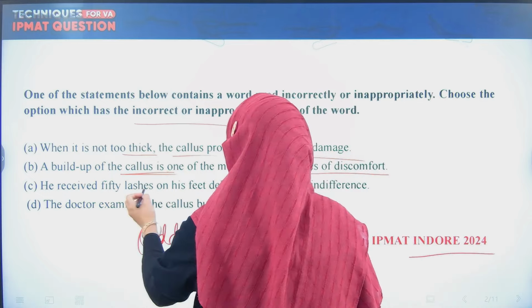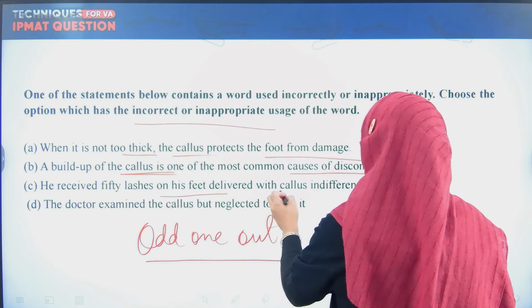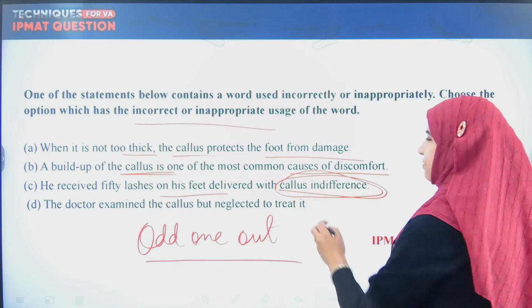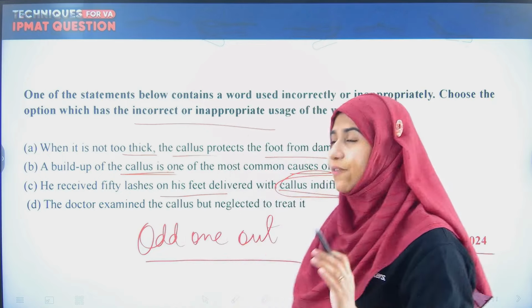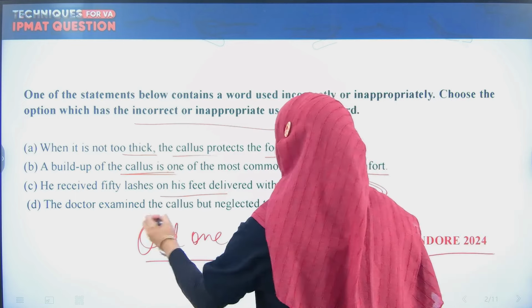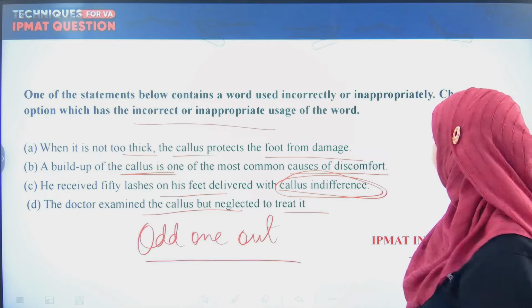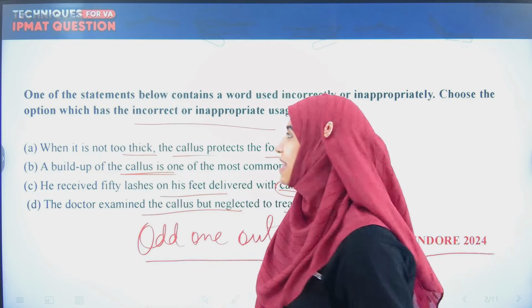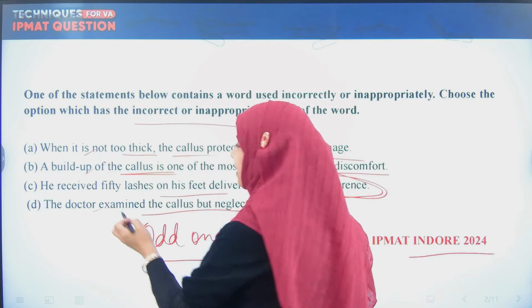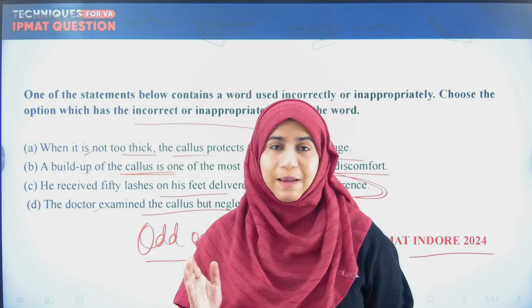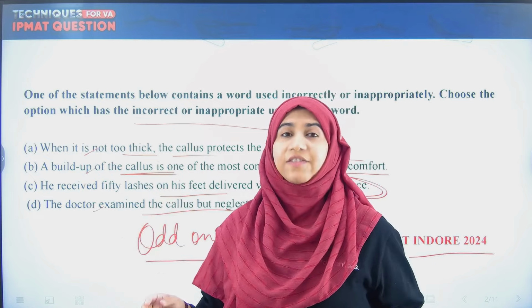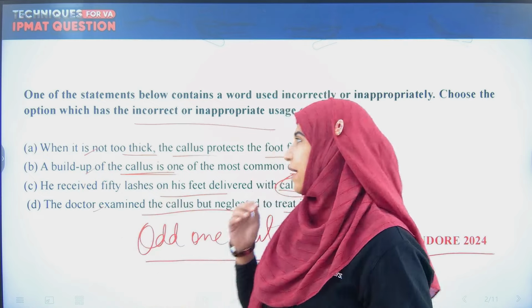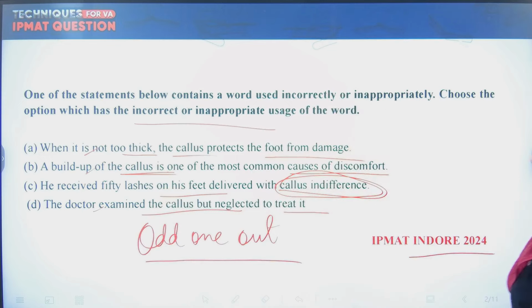He received 50 lashes on his feet delivered with callous instruments. This looks very different. This looks odd. Let's even read the last one. The doctor examined the callus but neglected to treat it. So now we know for sure that sentence A, B, and D use the word in the same way, whereas option C uses it very differently. They're saying callous indifference. Okay, so C has to be the answer.